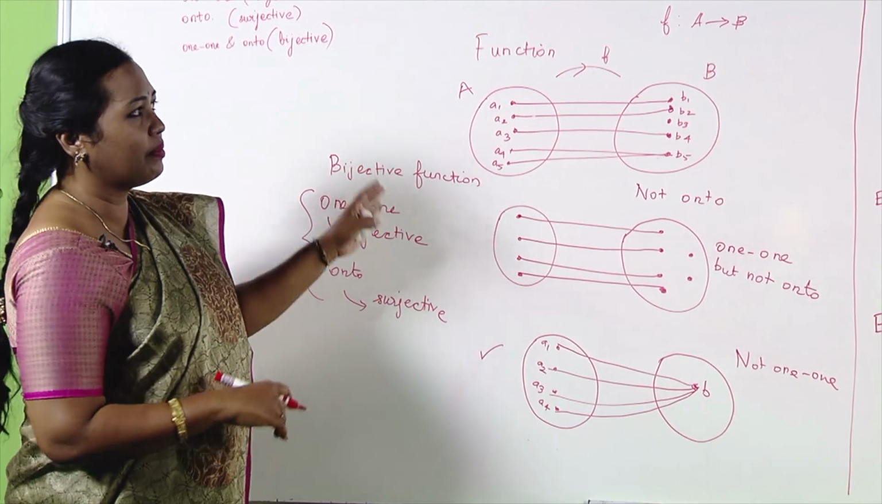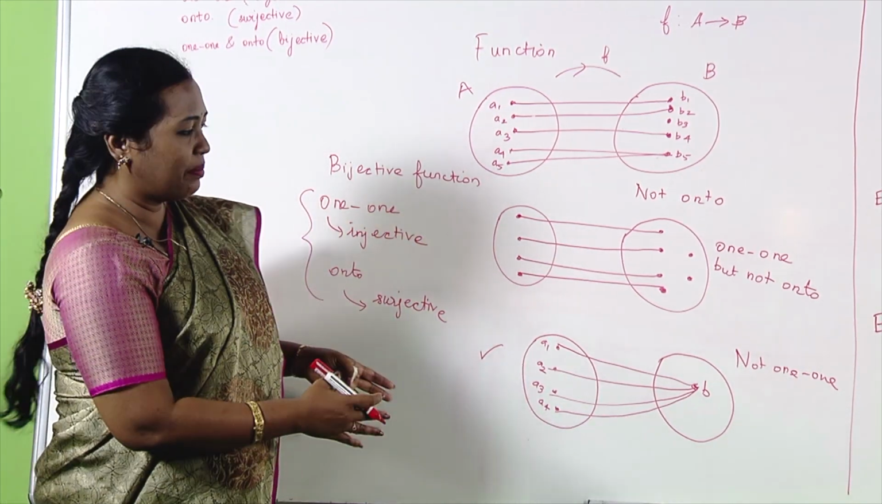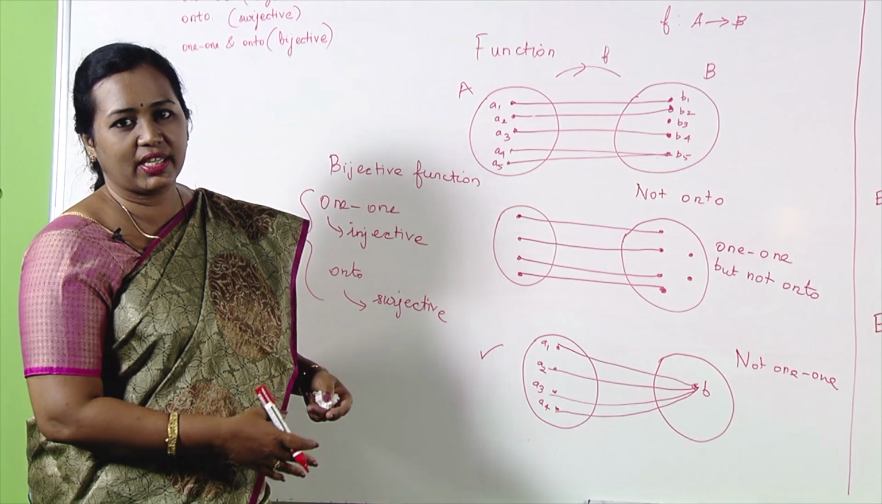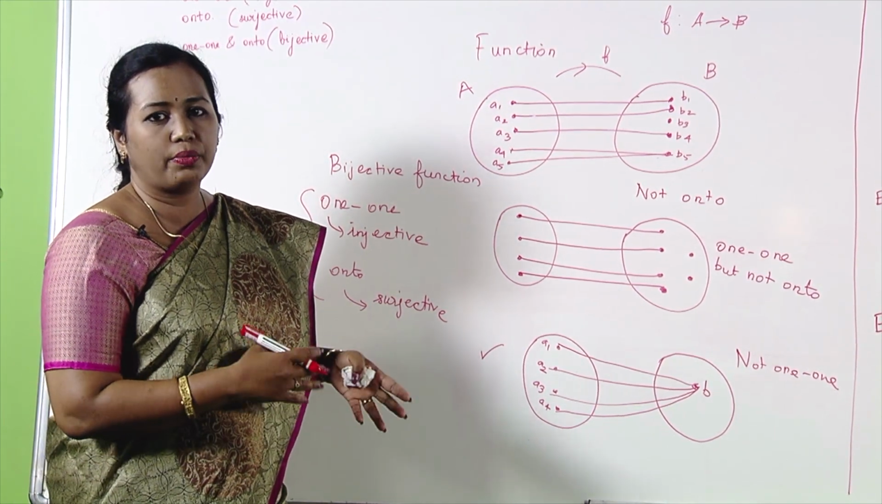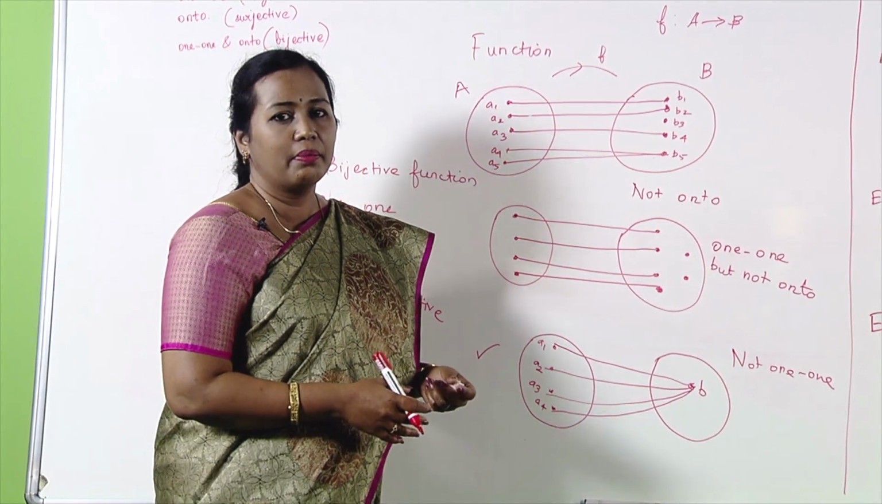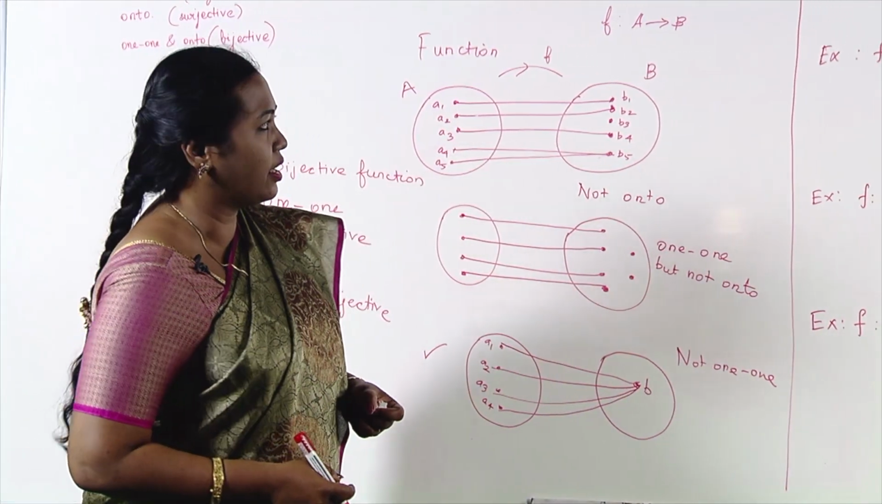So, we shall see some practical examples. So, these are merely set representations that I showed you to make you understand what 1-1, onto, range, domain, codomain, etc. are like. But let us see some practical examples now.